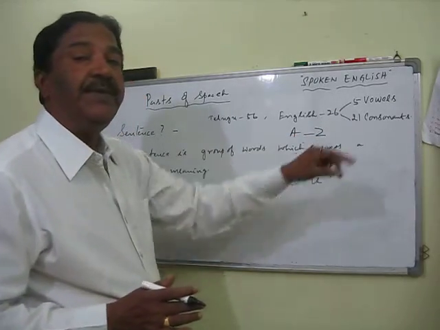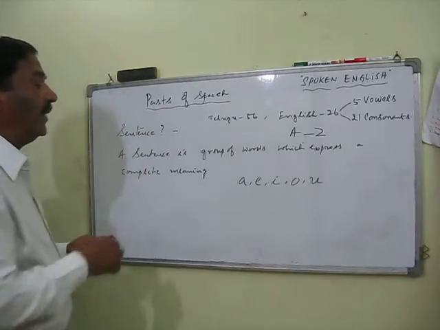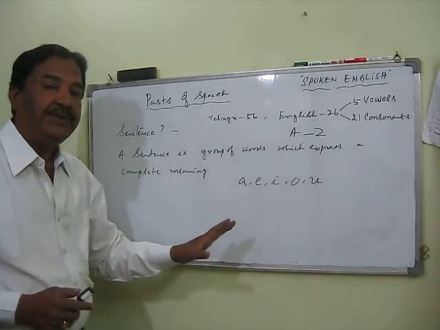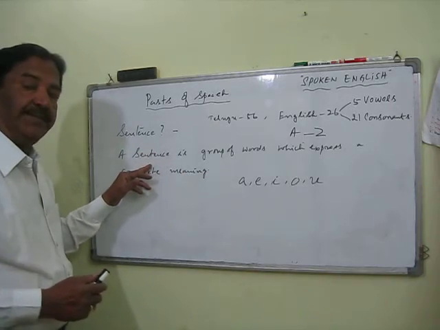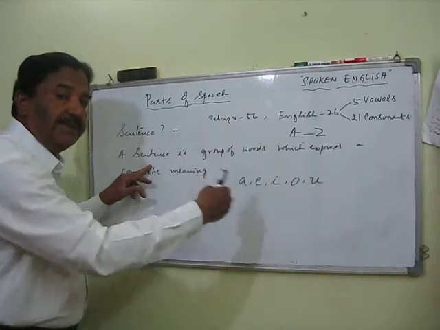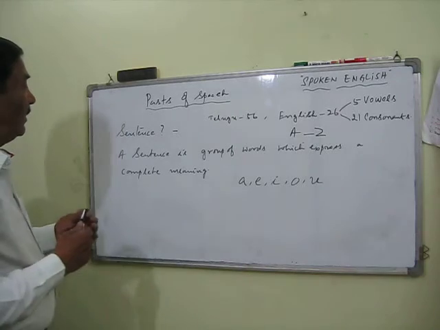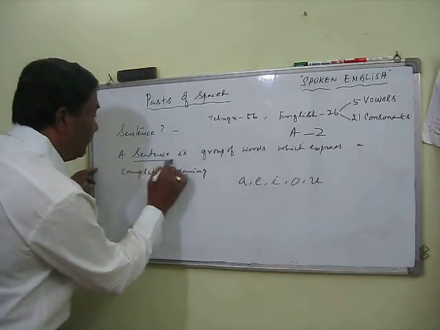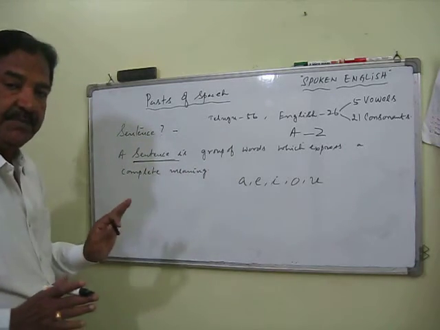And the balance 21 are consonants. Before we talk anything about these consonants or vowels, this is only an introduction, because we are trying to arrive at a sentence. Before we talk anything about sentences, we need a little background. So friends, since we are here to discuss a sentence, a sentence is nothing but a group of words. Fine?